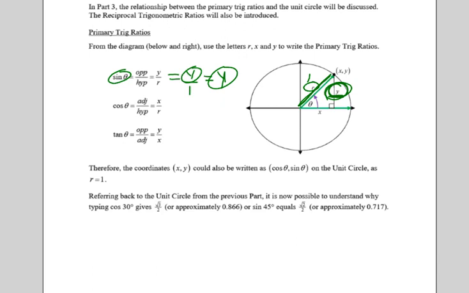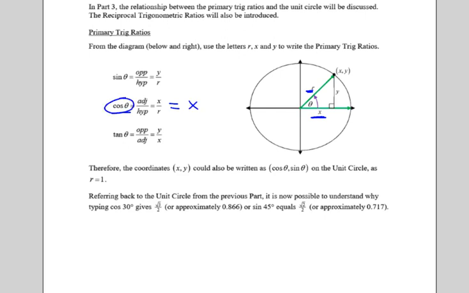Similarly, when we look at cos theta, cos theta is equal to adjacent, so the adjacent side is this one, over hypotenuse, which is r. So that's going to be x over r. But our r is equal to 1, so it's really just going to be x. So whenever we see the word cos theta, you can assume it means our x value. That point right there, that x, that's cos theta, and a y value there, that'd be sine theta.